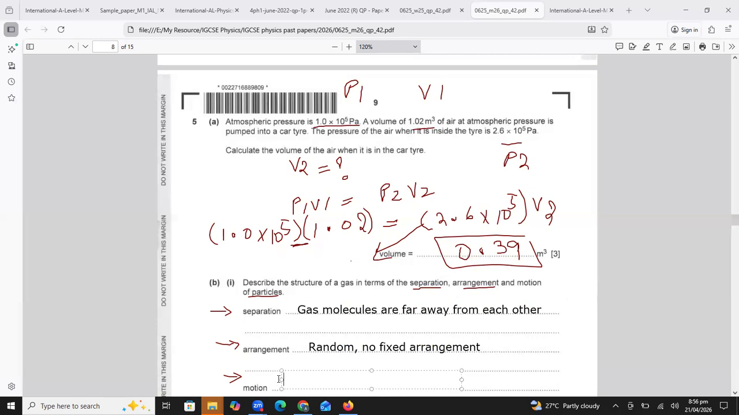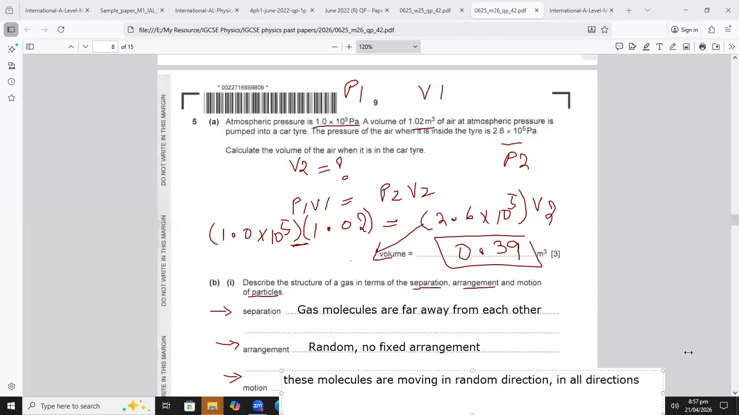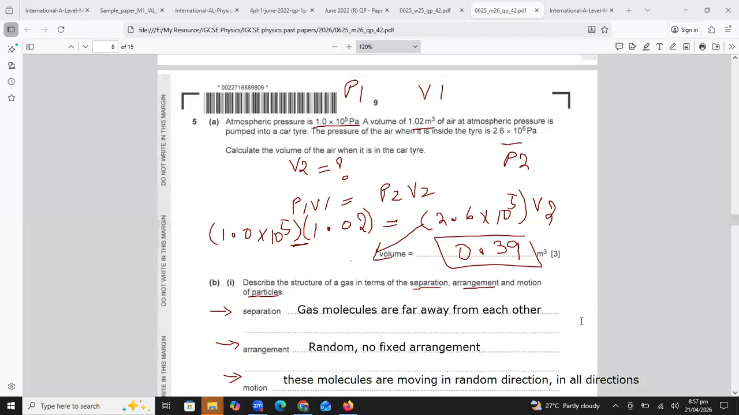All right. So now for the motion, we can write here, these molecules are moving in random direction, or we can say in all directions. Clear, beta? Gas molecules are moving in random or all directions. And remember, beta, they do not follow a curved path. Gas molecules always move in a straight line. Did you understand this question, students?